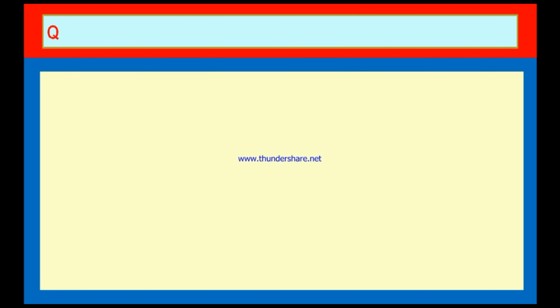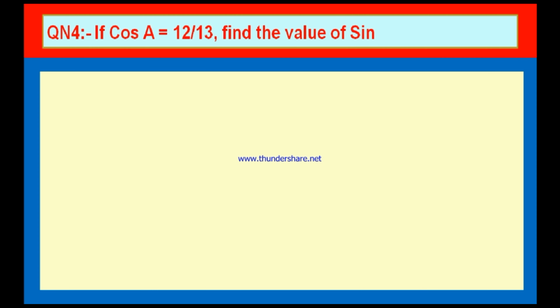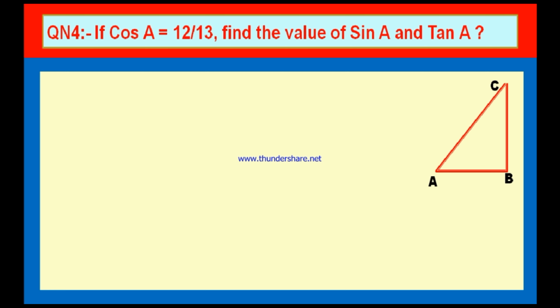Next is question number 4. If cos A is equal to 12 by 13, then find the value of sin A and tan A. I shall repeat. If cos A is equal to 12 divided by 13, then find the value of sin A and tan A. Again, let us draw a right triangle, triangle ABC. And now, it is given that angle B is equal to 90 degrees. It is clear. Now, cos A is 12 by 13.